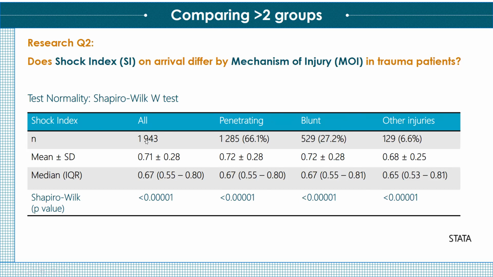So again, our whole patient population is in here, 1,943. When we look at the mean and the median shock index for all patients, it would be the same as with gender. And then when we look according to mechanism of injury, we can see that again there is a difference. This data is not normally distributed, and from the Shapiro-Wilks p-value, which you now know how we get in Stata, our data is certainly not normally distributed. So therefore, let's see what tests we need to apply.